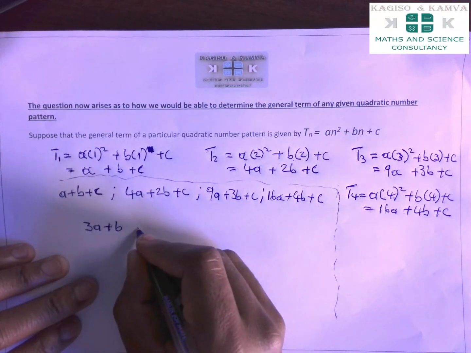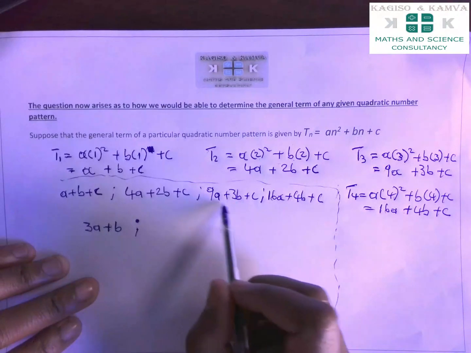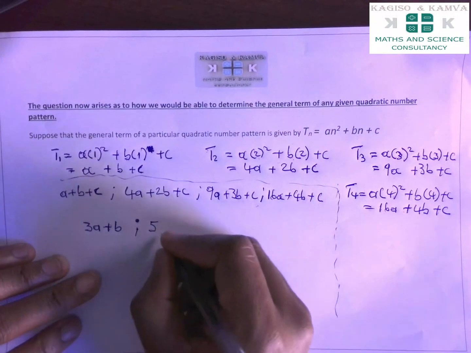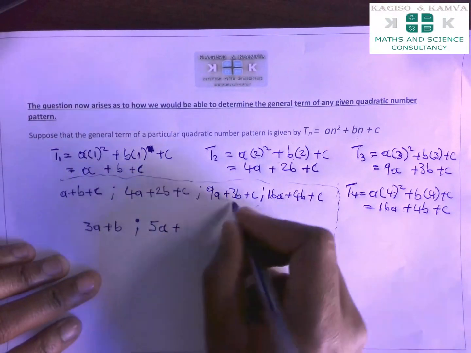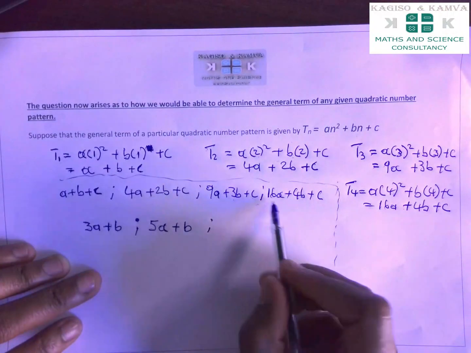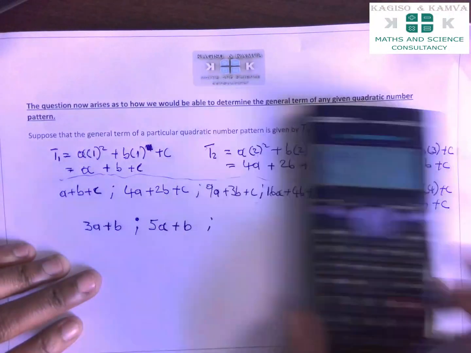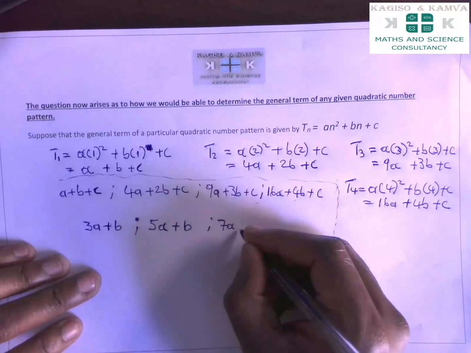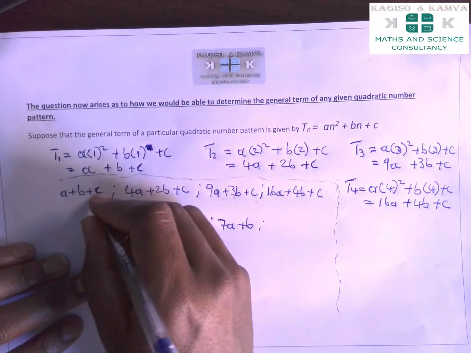We are also going to subtract the second term from the third term. So we say 9a minus 4a, that is 5a. Then 3b minus 2b, the answer is b. c minus c is 0. Then we say the fourth term minus the third term: 16a minus 9a is 7a, then 4b minus 3b is b, and c minus c is 0. So we have it like this.